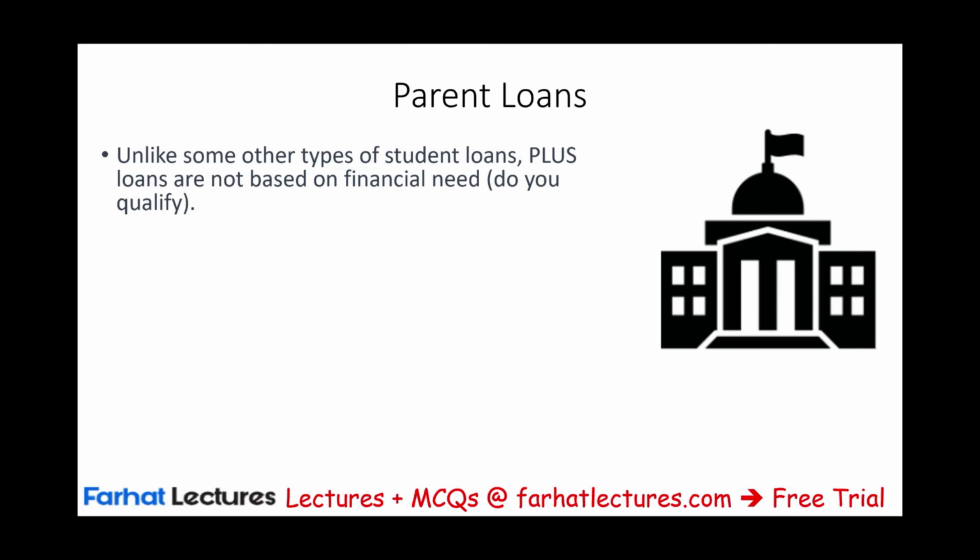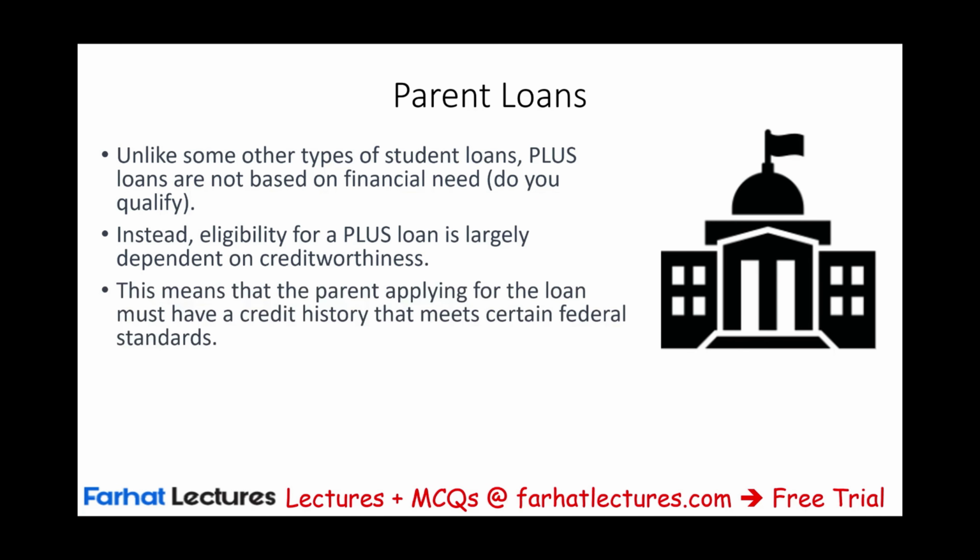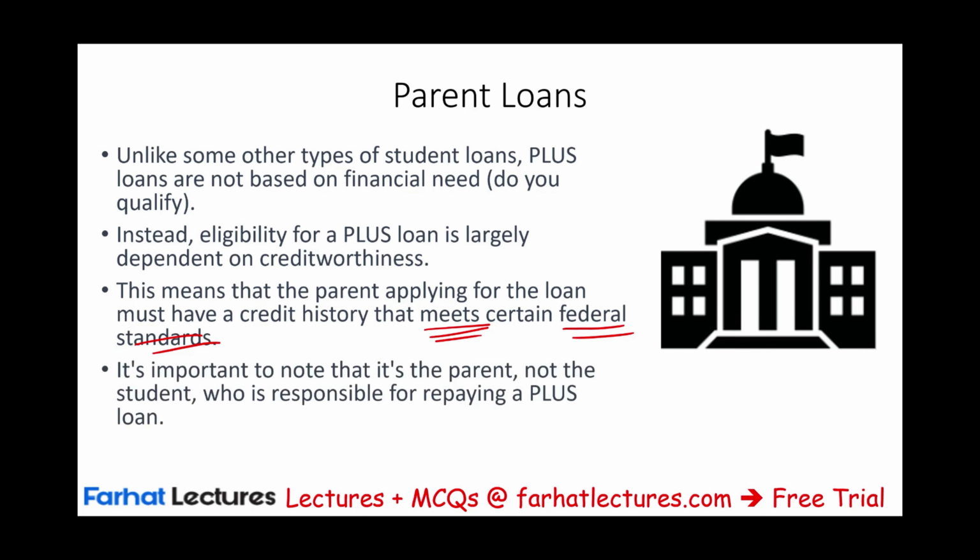The parent loan, unlike some other types of loans, is not based on need. You have to qualify under the federal government, but nevertheless you have to qualify as if you are applying for a loan, and you have to have some good creditworthiness. This means the parent applying for the loan must have a credit history that meets certain federal standards that may be a little bit more lax than a regular bank. Nevertheless, you have to have decent credit. It's important to note also that the parent is responsible for this loan, not the student. Why? Because it is a parent loan. It's also known as a PLUS loan.